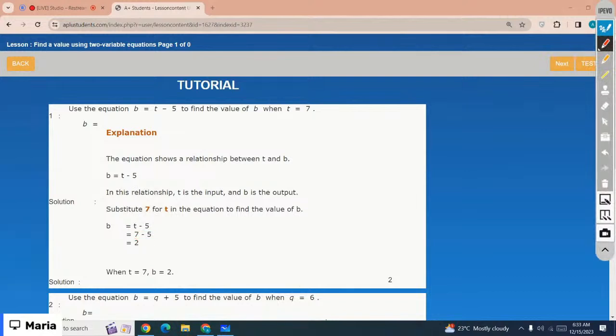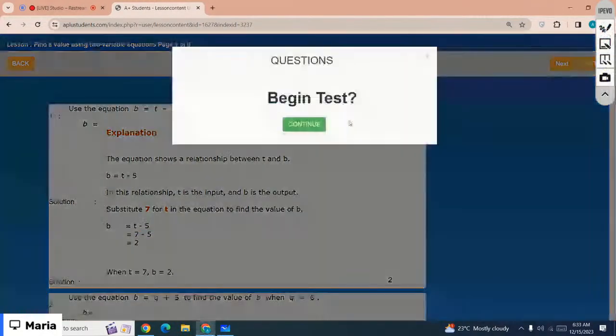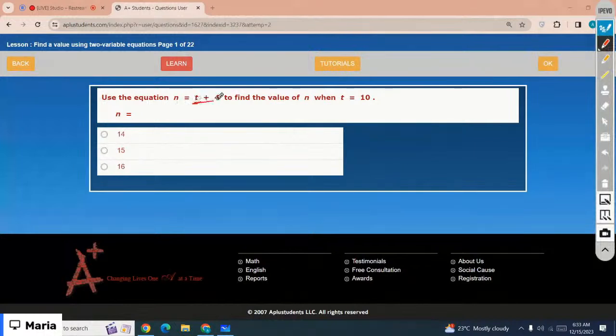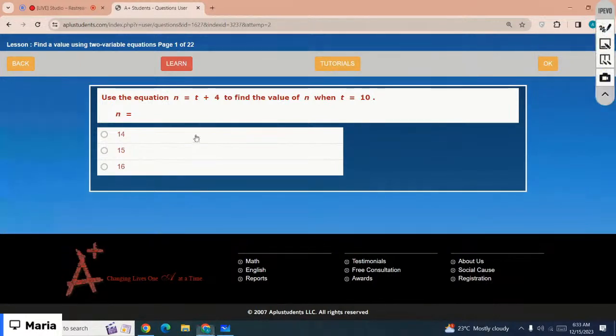Okay, let's just start with the test questions. Use the equation n equals t plus 4 to find the value of n when t equals 10, right? So you are given t equals 10, replace the t with the value, that is t plus 4, so that is 10 plus 4. So n equals 10 plus 4 equals 14. So the correct option is 14, right? Just replace the variable with the value and do calculations. The correct option is 14.